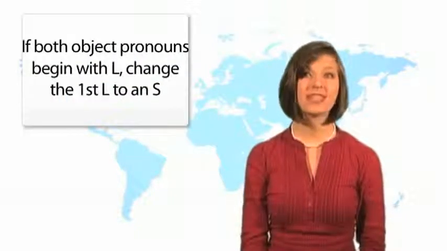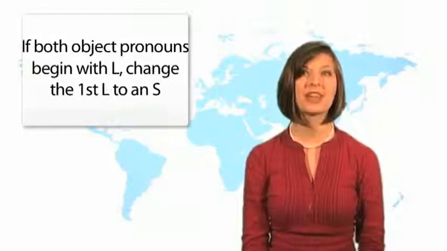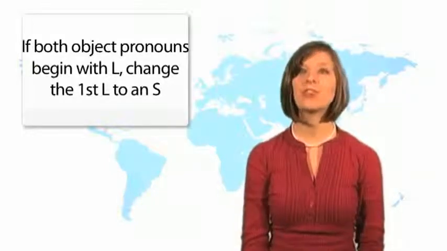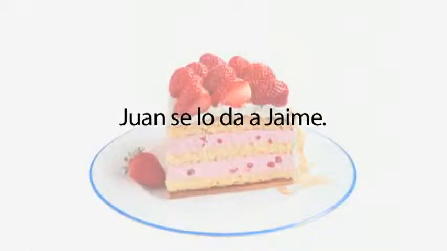Still sounds a little weird to me. Try to say that 3 times fast and you might tie your tongue in a knot. So Spanish speakers, being the smarties they are, came up with a great idea. If you have both an indirect and direct object pronoun next to each other, and they both start with the letter L, then you change that first L to an S. Juan se lo da a Jaime. And if you want to shorten it up even more, just take off a Jaime.